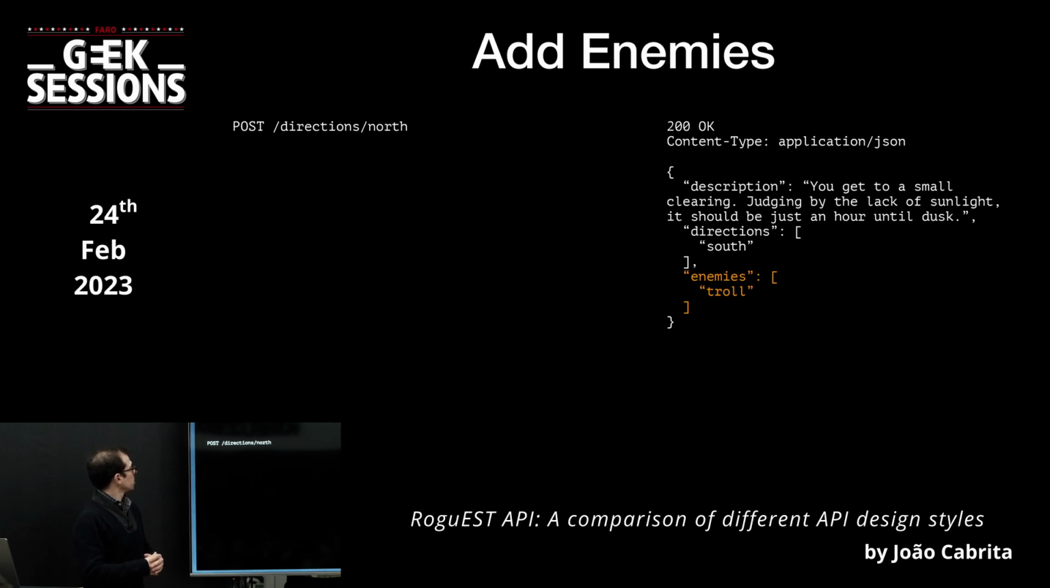then you navigate again, and now we're going to work on the third feature, which is adding enemies. So again, nothing new here. We add a property called enemies, and it has an array of the enemies that are in the current scene. Follows exactly the same structure.